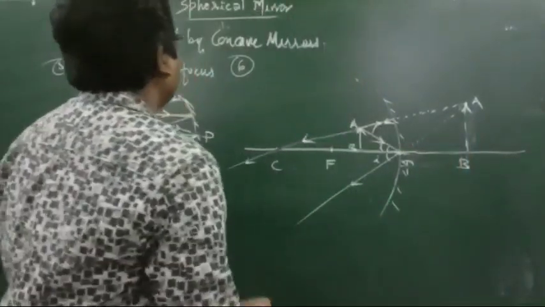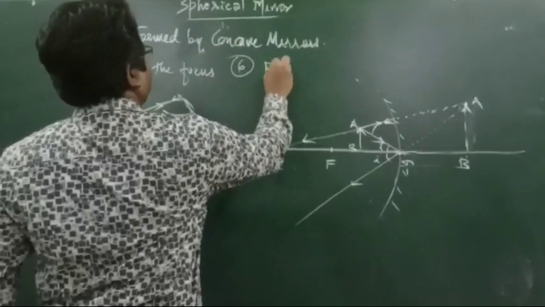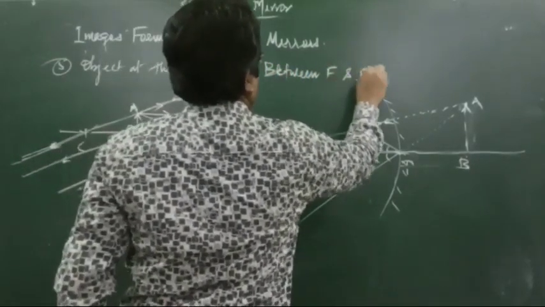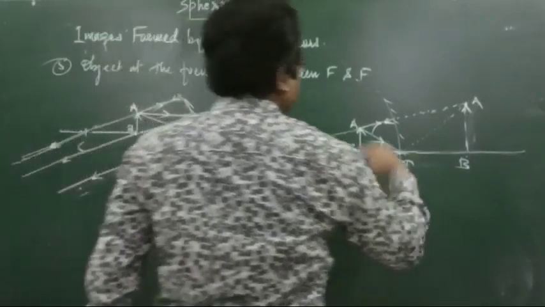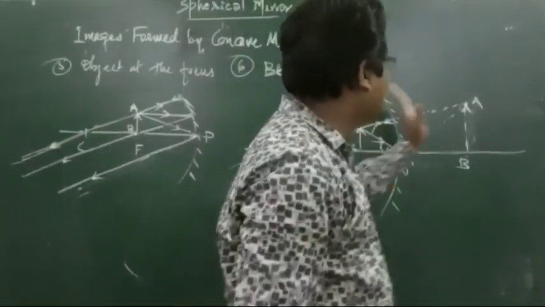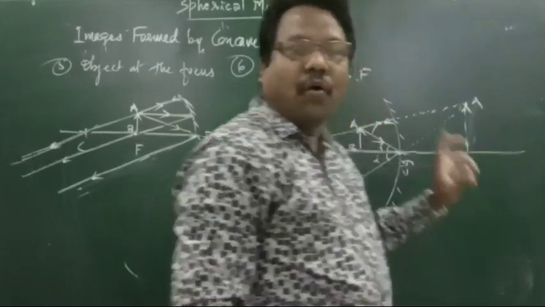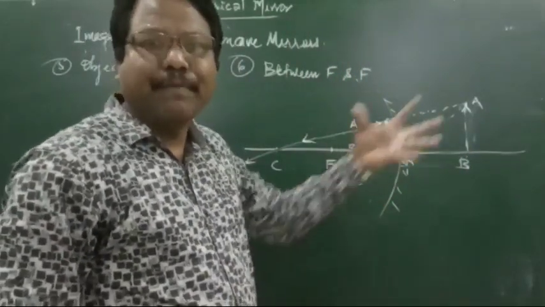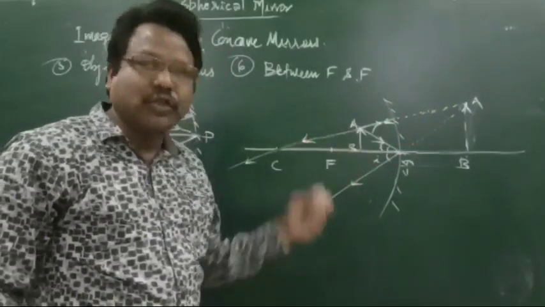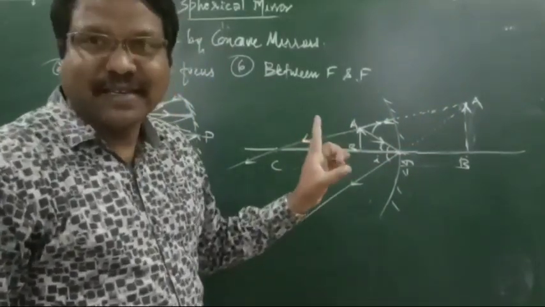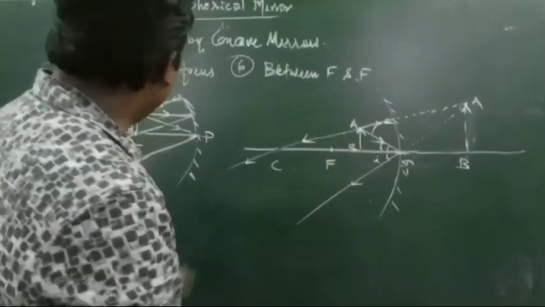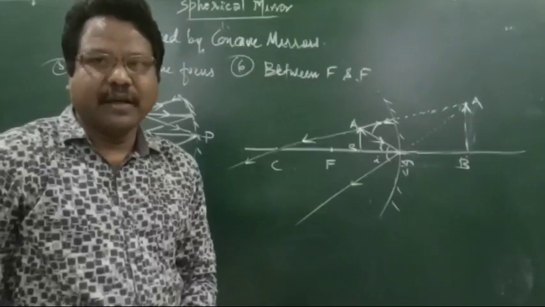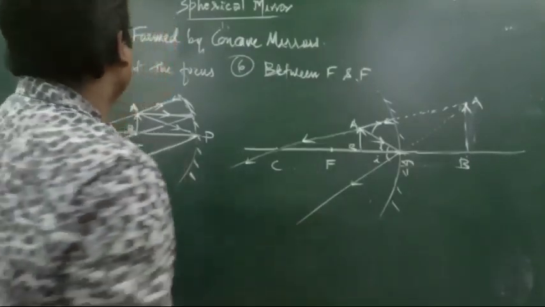So when you keep the object within the focus, between F and P, then the image is formed behind the mirror. What is that image? It is virtual because real rays are not meeting. The rays appear to diverge from that point. So it is virtual, and it is erect. See the arrow of the image. So these are the cases for the concave mirror and the image formation through the concave mirror.